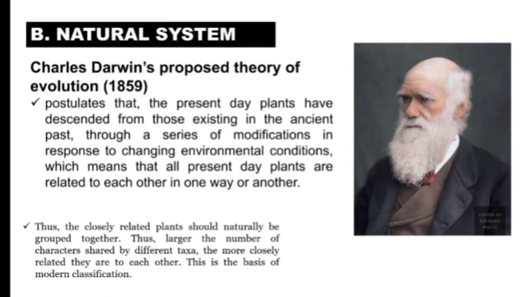So you know already who Charles Darwin is, because he is known for the theory of evolution. He postulates that present-day plants have descended from those existing in the ancient past through a series of modifications in response to changing environmental conditions, which means that all present-day plants are related to each other in one way or another. Thus, closely related plants should naturally be grouped together. And the larger the number of characters shared by different taxa, the more closely related they are to each other. This is the basis of modern classification.